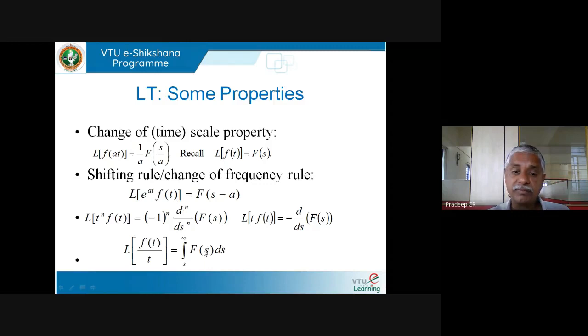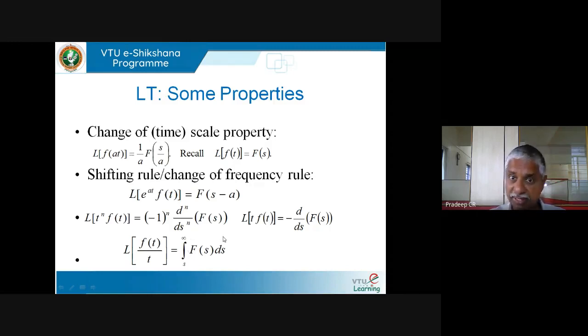So these are the four formulas. These three are very important: the shifting rule, which is L of e power at f(t) is F of s minus a. L of t power n f(t) is minus 1 power n times the nth derivative of capital F of s. This is particularly useful when n is equal to 1. And then Laplace of f(t) by t is the integral of capital F of s, with limits from s to infinity.